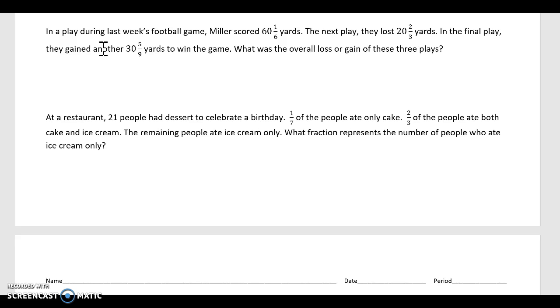All right, so I want you guys to go ahead and press pause, and I want you to text code this word problem. Okay, so I went ahead and boxed scored, lost, and gained because they tell me if the yardage is positive or negative, right? And then I circled my numbers and then the overall loss or gain. So that's all I need to underline because that's what I'm looking for. So now I want you guys to go ahead and write your equation to solve this problem.